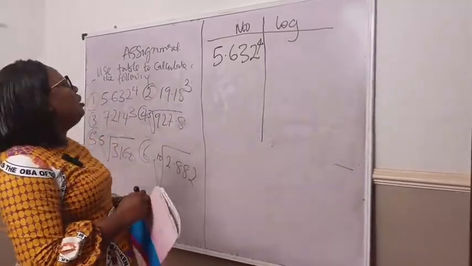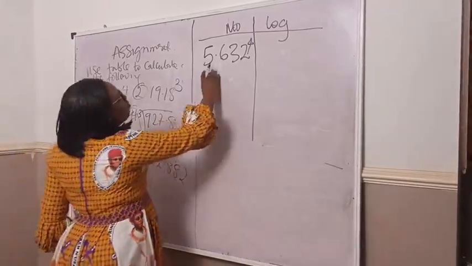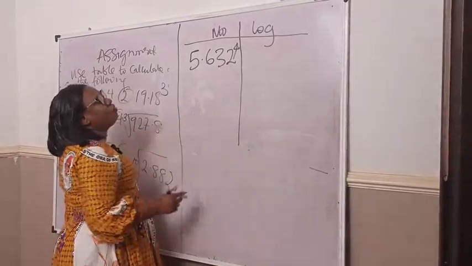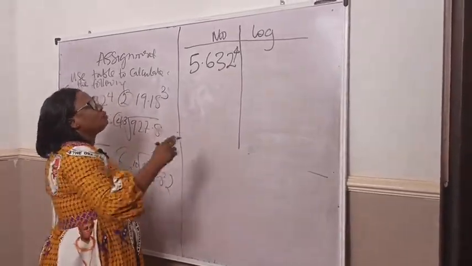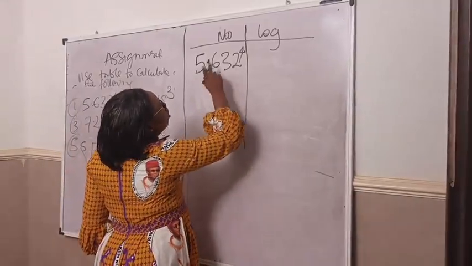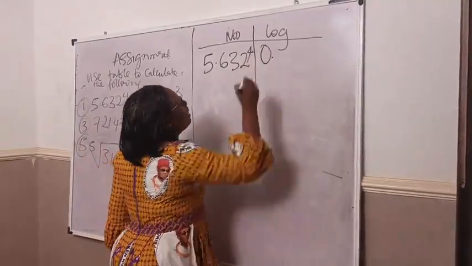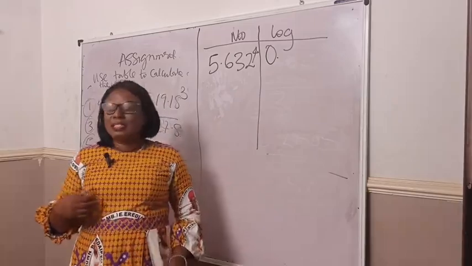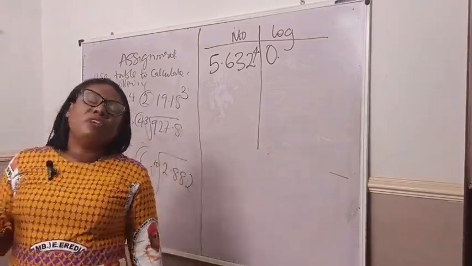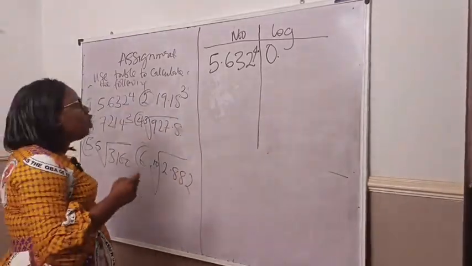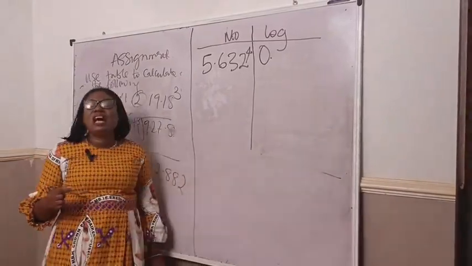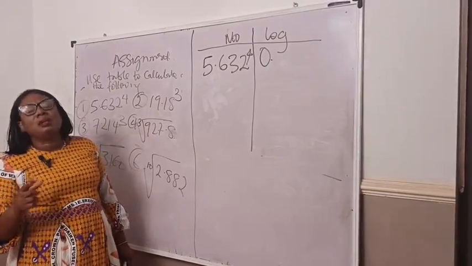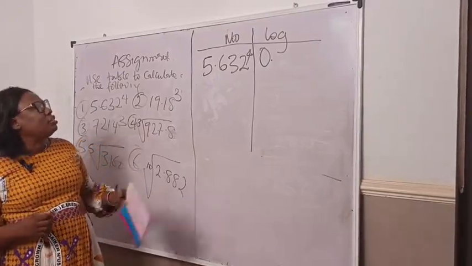So this one is 5.632 raised to power 4. What do we do? The first thing we do is that the integer is one figure before a decimal point, so automatically it is 0. I said it when we were solving on logarithm: if there is one figure before a decimal point, that integer or characteristic is 0.